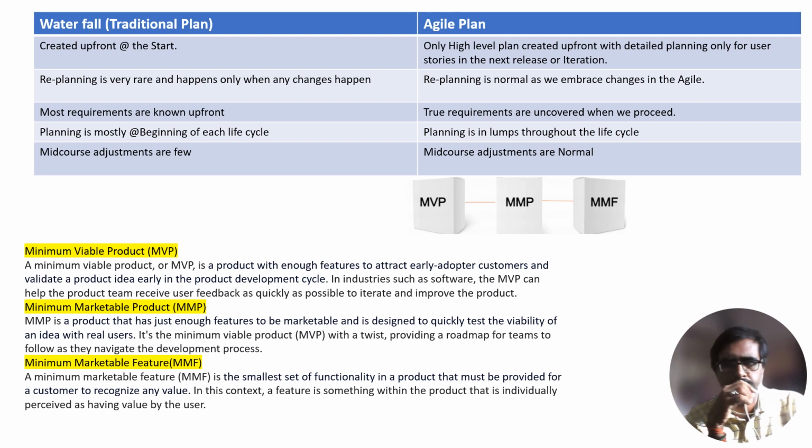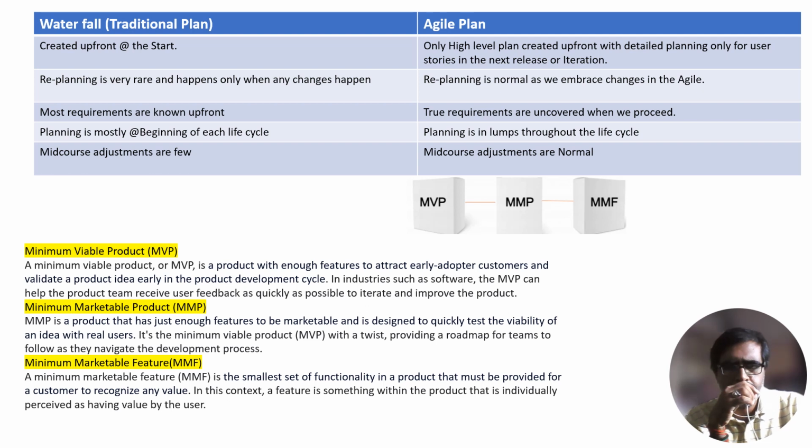In the traditional approach, most requirements are known upfront, whereas in Agile, true requirements emerge as we proceed with the work. Hence, the level of planning also differs accordingly. Traditional plans are mostly prepared at the beginning, whereas Agile plans are prepared in lumps throughout.